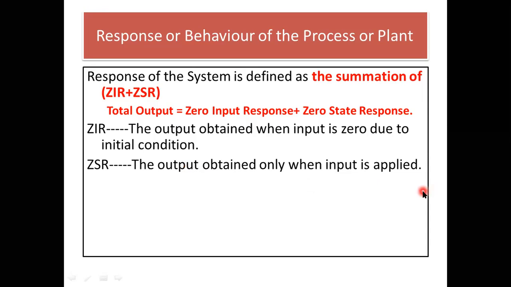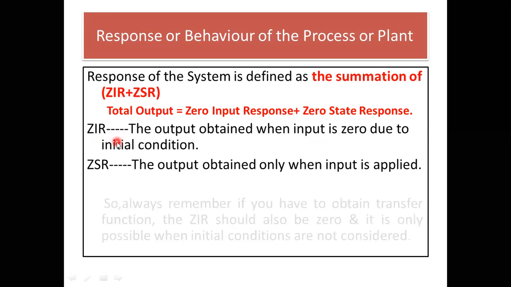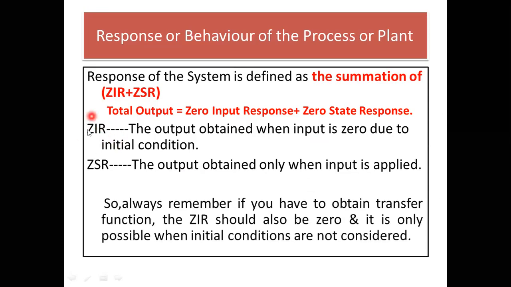Okay, but we have to deal with a transfer function. The definition of transfer function says that we have to keep the initial conditions zero. It means while defining a transfer function, we cannot use the ZIR, or this ZIR should also become zero. In these three lines we have written that if you have to obtain the transfer function, the ZIR should also be zero, and it is only possible when initial conditions are not considered.